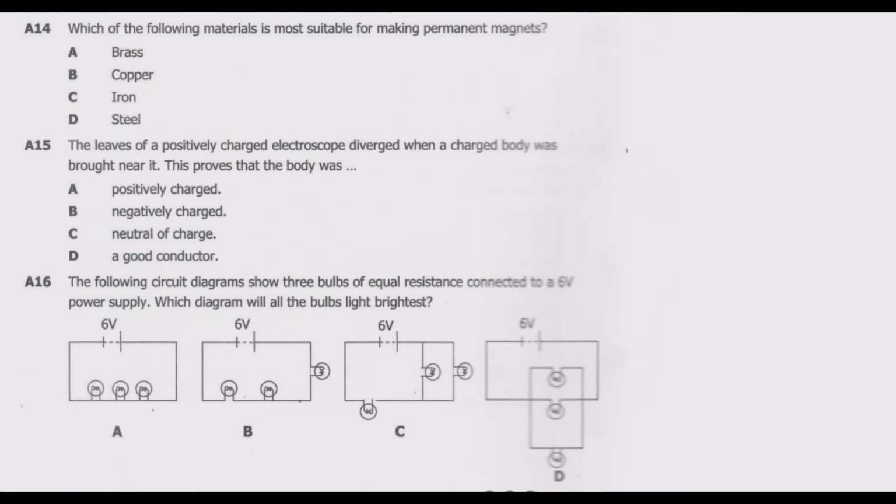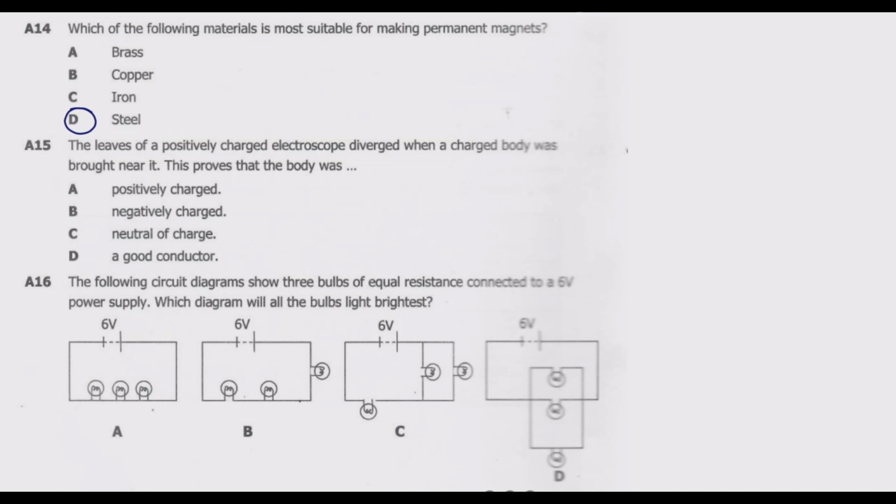We move to question 14. Which of the following materials is more suitable for making permanent magnets? For permanent magnets, you use steel. Steel is what you use for a permanent magnet. Then iron is for a temporary magnet. So this one again is straightforward.